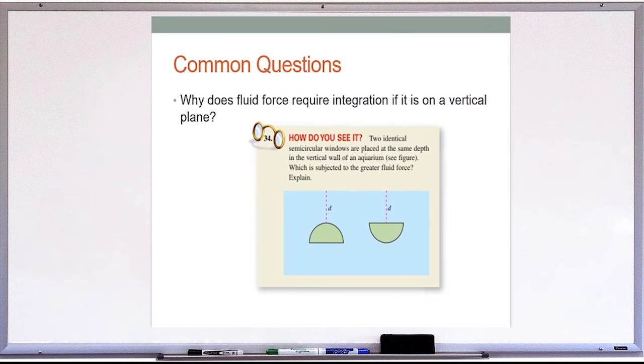So this problem comes with a list of commonly asked questions. The first question is, why does fluid force require integration if it's on a vertical plane? This is because the deeper something gets into the water, the more pressure there is, the more pressure builds up. That means there's more force. So the topmost part of the window here has the least amount of force, and the bottommost part has the most amount of force. And since it's on a vertical plane, it varies. And the only way to add all these varying forces is through integration by limits.